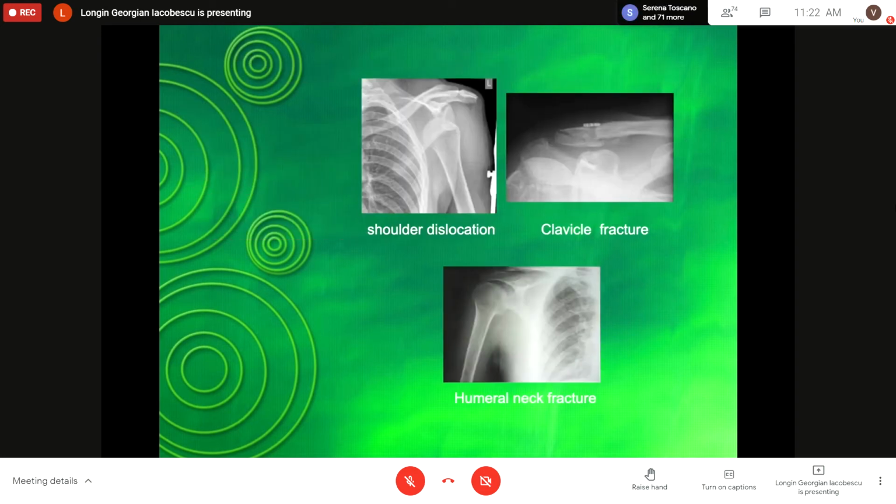You have some examples over here, some specific types of problems. The upper left image shows you a shoulder dislocation. For instance, if you have a patient like this, do you apply a Desault bandage and immobilization, or is it not correct?